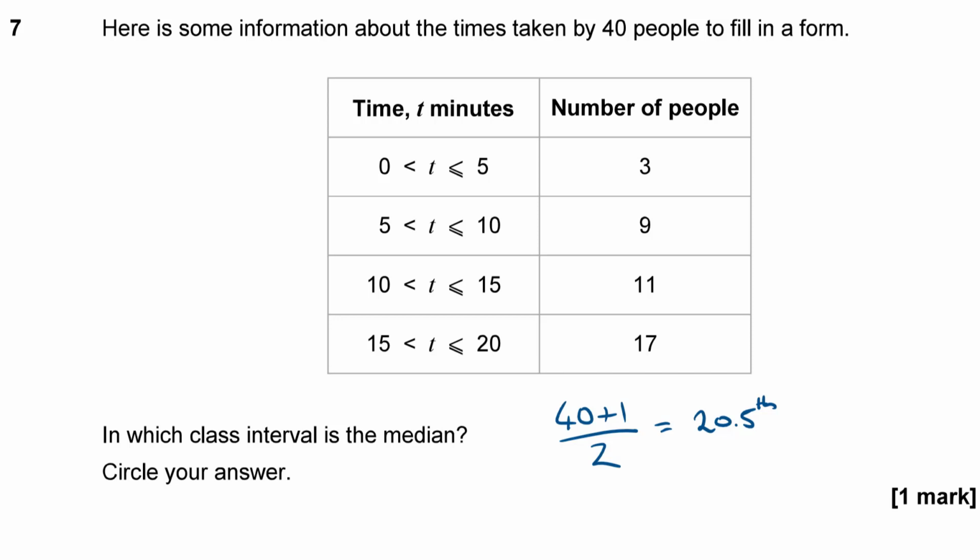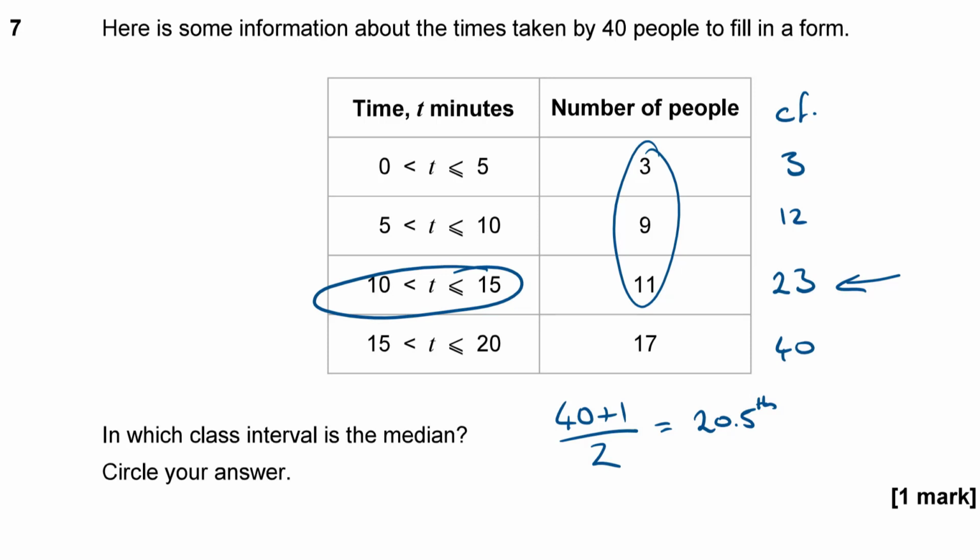Probably the easiest way of doing this is looking at cumulative frequency. So the first 3 people in that category, then up to 10 would be 3 plus 9 would be 12 people, and then after that it would be the 13th up to the 23rd person there, just adding those 3 numbers together, the last cumulative frequency being 40. Now looking at the cumulative frequency, it's pretty clear to see that the 20th and the 21st person must be in that group there. It's the 10 to 15 category.